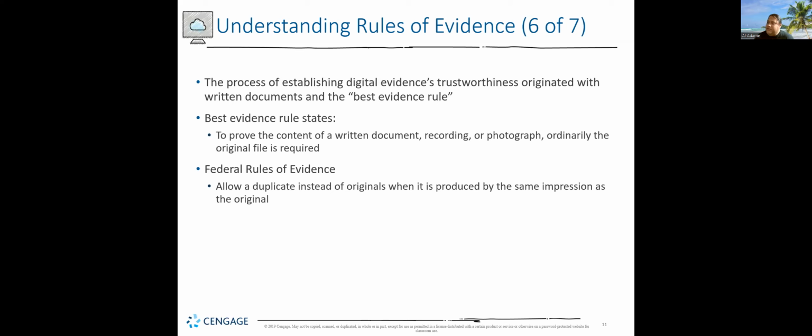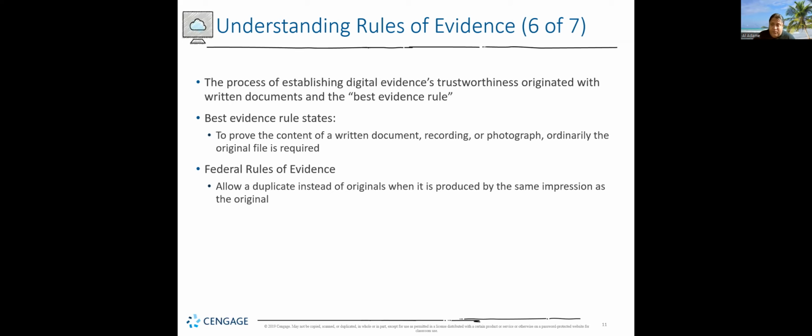The best evidence rule states that to prove the content of a written document, record, or photograph, the original file is required. Ordinarily. Sorry. The Federal Rules of Evidence allow a duplicate instead of the original when it is produced by the same impression as the original. In other words, a copy is allowed.